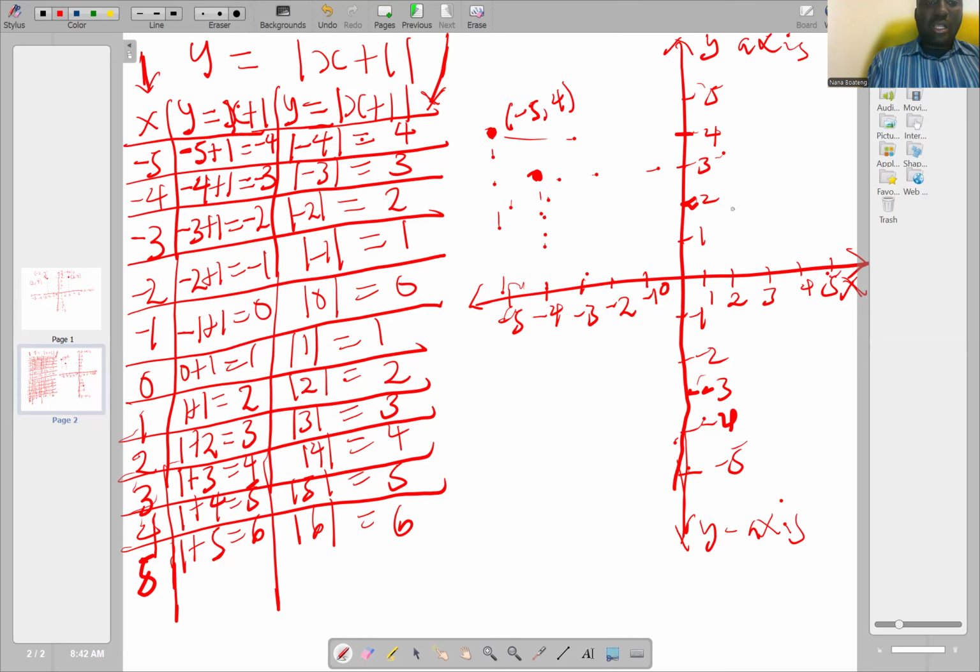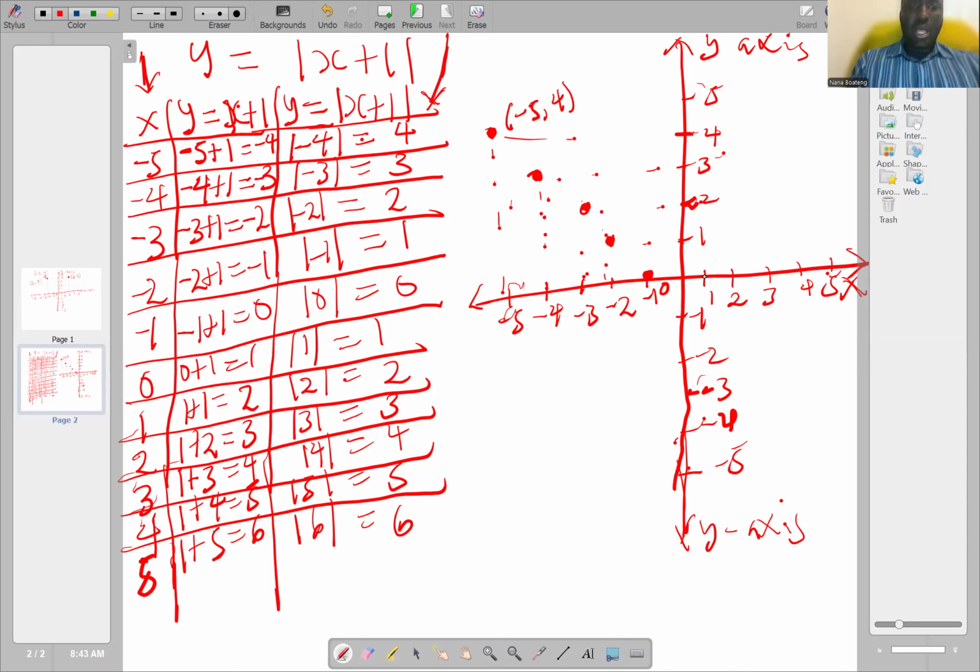And the next one is x is -3, y is +2. And the next one, x is -2, y is +1. And the next one is x is -1, and y is 0. So that would be this point. X is -1, y is 0 is on this point. X is -1, the y value is 0, means you're on the x-axis.